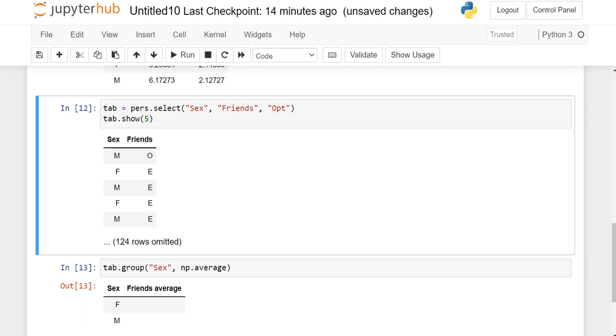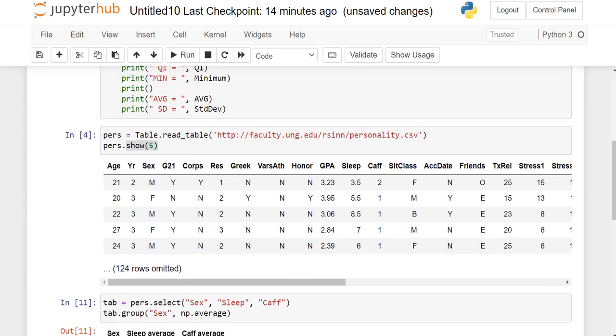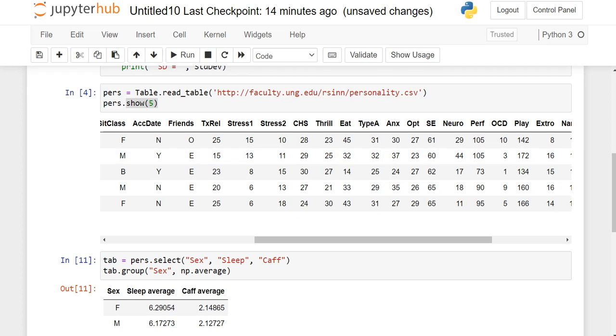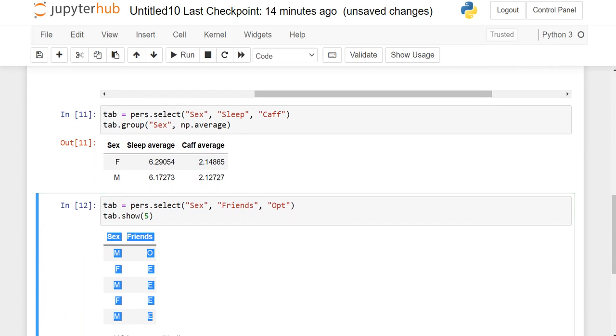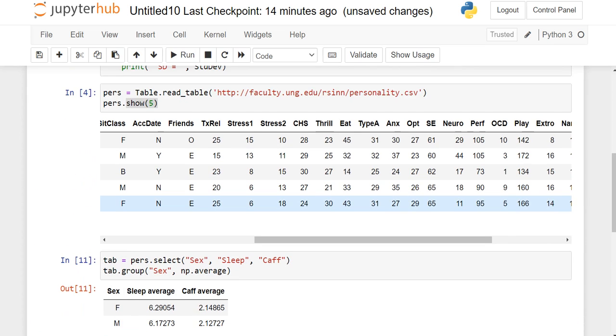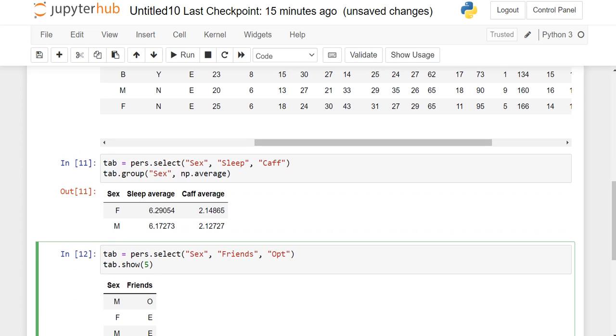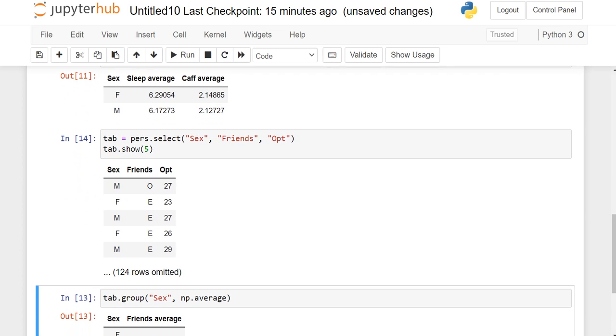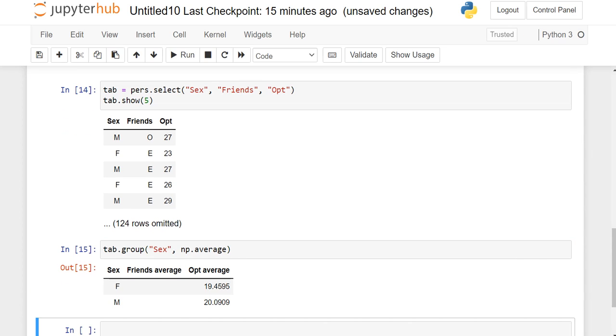Now notice that, oh wait, I don't have a third column showing up here. So let me go back up and see what the OPT variable looks like. It is lowercase, it's OPT. It didn't like it. Oh, there we go. I didn't hit Shift Enter, and I did not have the table updated to show optimism. And now when I do this, there we go.